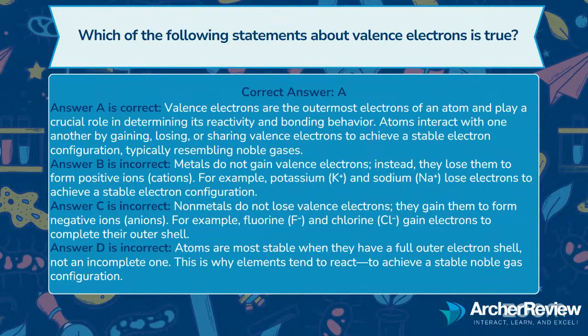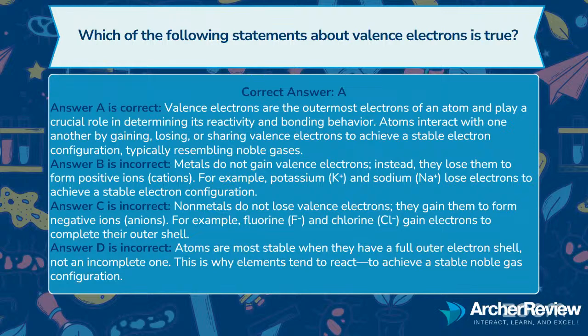Answer C. Nonmetals have a tendency to actually hold on pretty tightly to their valence electrons because they're generally pretty close to full. They might have 6 of the 8 in their outer shell, or they might have 7 of the 8 in their outer shell. And so they have a tendency to gain an electron, forming those negative ions or anions. Fluorine, chlorine, those are examples of those. Answer D, atoms are most stable when they have a full electron shell, not an incomplete one.